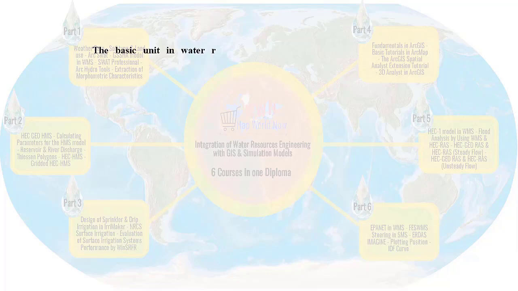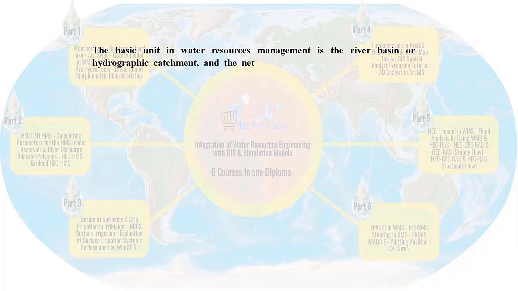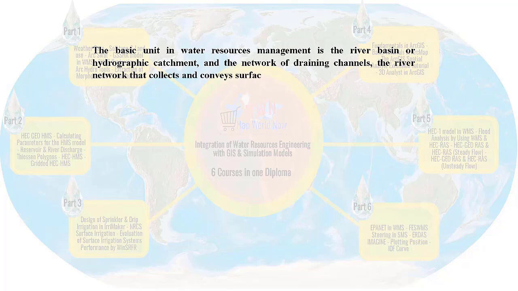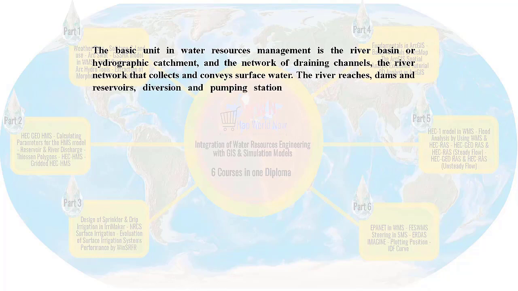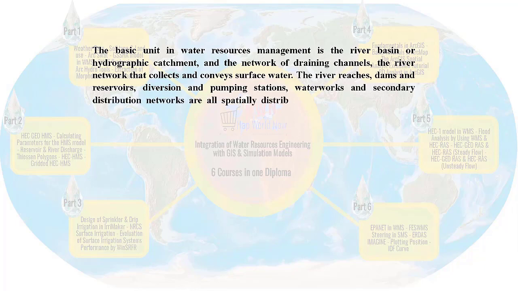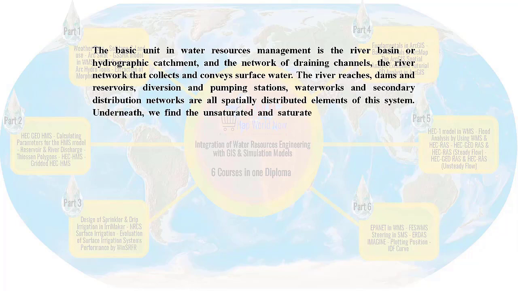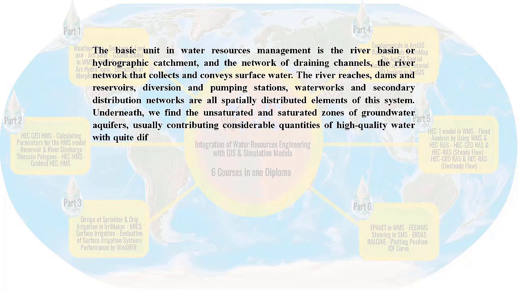The basic unit in water resources management is the river basin or hydrographic catchment, and the network of draining channels, the river network that collects and conveys surface water. The river reaches, dams and reservoirs, diversion and pumping stations, waterworks, and secondary distribution networks are all spatially distributed elements of the system. Underneath, we find the unsaturated and saturated zones of groundwater aquifers, usually contributing considerable quantities of high-quality water with quite different, much slower storage and flow characteristics.